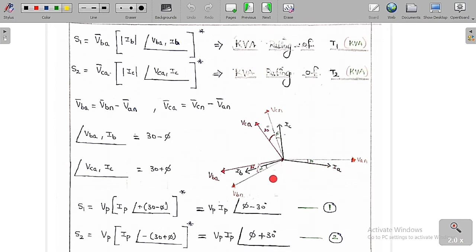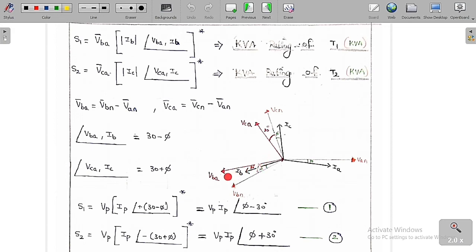Similarly, IB is going to pass through VBN, through the impedance Z. So IB is going to lag VBN by phi. Similarly, IC is the current flowing through the impedance Z across the voltage VCN. Therefore IC is going to lag VCN by an angle phi. Then I want to know what the line voltage VBA is. So now I want to find the line voltages VBA and VCA.